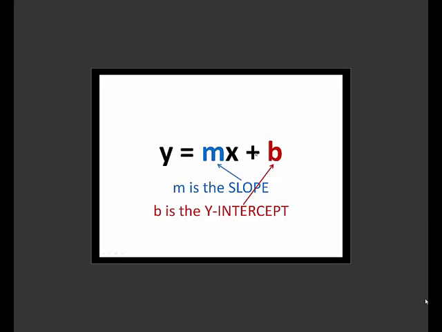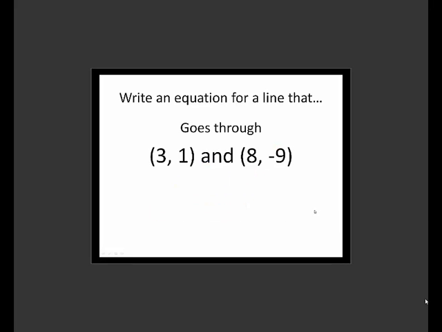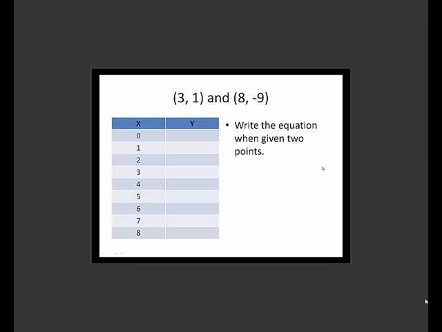So if we can find the slope and the y-intercept, we can write this equation. That's what we're going to do today, but we're going to do that when given just this information. We're going to write an equation that goes through the coordinates (3, 1) and the second coordinates (8, -9). So these are 2 points on a grid. We're going to do this first using a table. We know that 3 is married to 1 and 8 is married to -9.